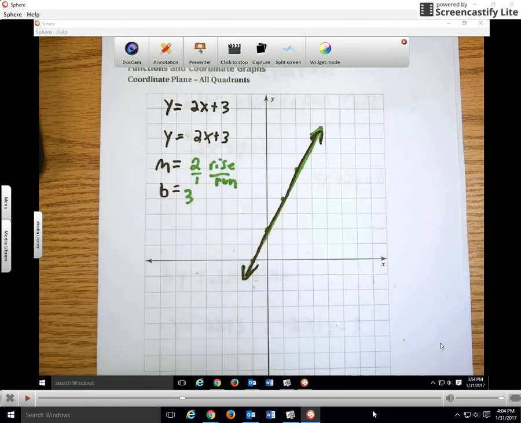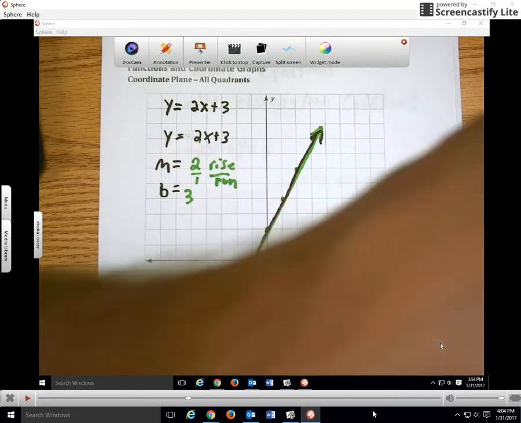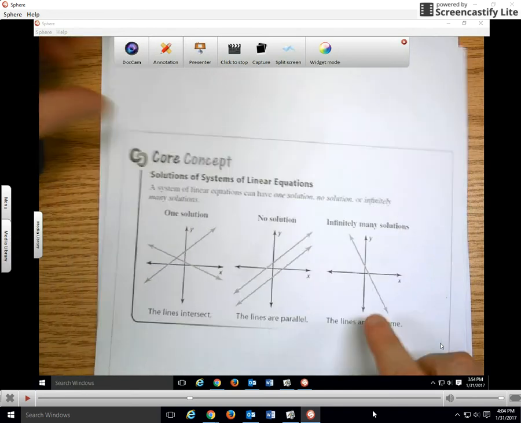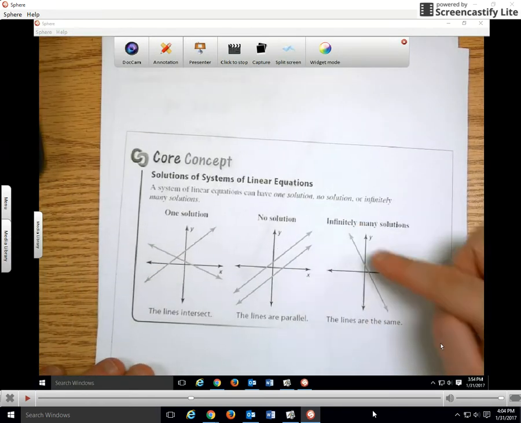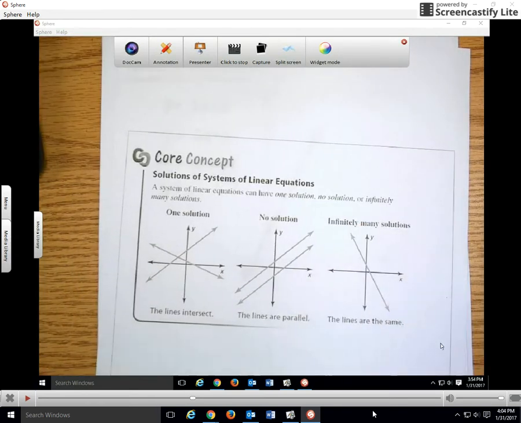So when given our three choices, what would this one be? Well, it would be infinitely many solutions because the lines are the same. In other words, whatever there is for x, that answer would also be true for y. Whatever it is for one line, it would be for the other line.